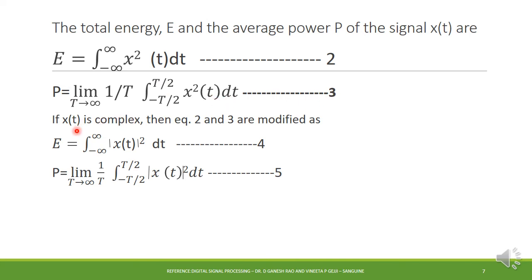And if x of t is complex, then equations 2 and 3 can be written like this. The only difference is this modulus sign. When you take the modulus, we get equation number 4 and equation number 5.